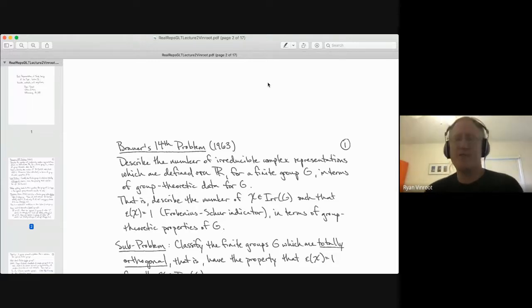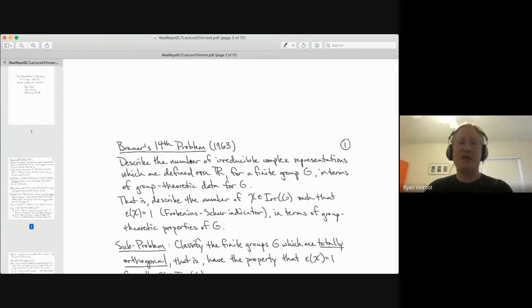So the motivation for this is that if you just look at the number of real valued characters, this is equal to the number of so-called real conjugacy classes of the group. That is the number of conjugacy classes such that g is conjugate to g inverse. And so this is asking for some kind of answer in the same flavor, just in terms of group theoretic properties of G, for the number of characters with Frobenius-Schur indicator 1.